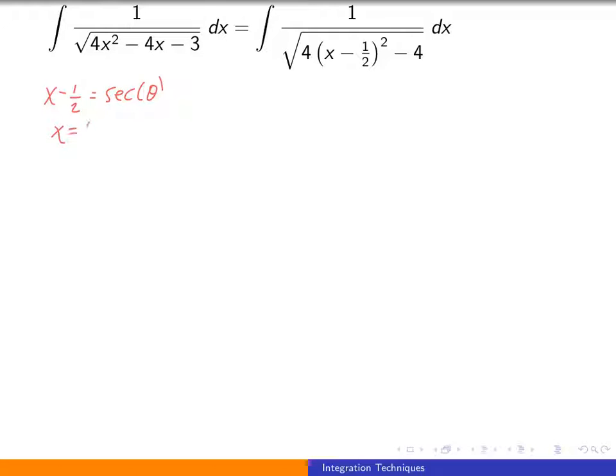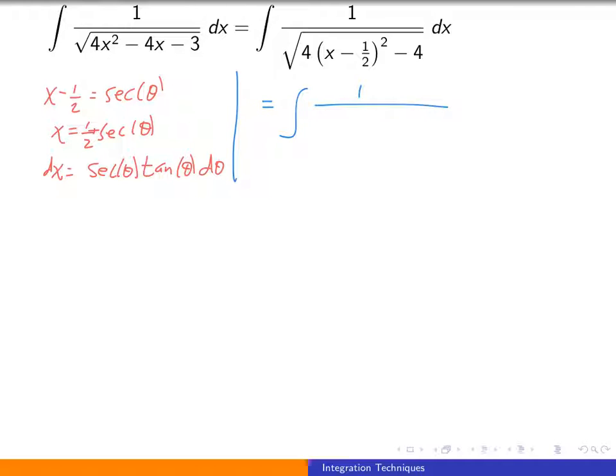So x is 1/2 plus secant theta, and dx is going to be equal to secant theta tangent theta d theta. And now, rewriting our integrand solely in terms of thetas, this becomes 1 over the square root, and the bottom will have 4 secant squared theta minus 4, and dx is secant theta tangent theta d theta.